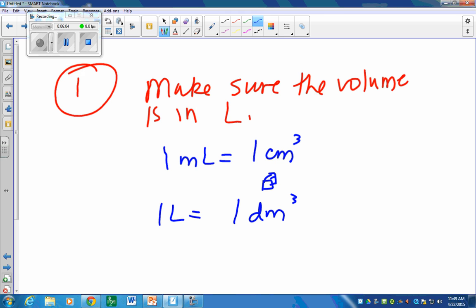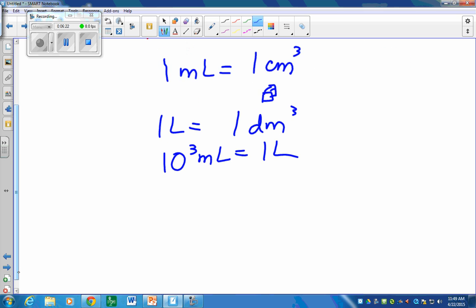And this is the most important one. Seriously, this is the most important one. There are 1,000 milliliters in a liter, just like a millennium is 1,000 years. And I don't even care if you don't use the factor label method. Here's why this is really important. You're at the point where you've got to be able to do this in your head.